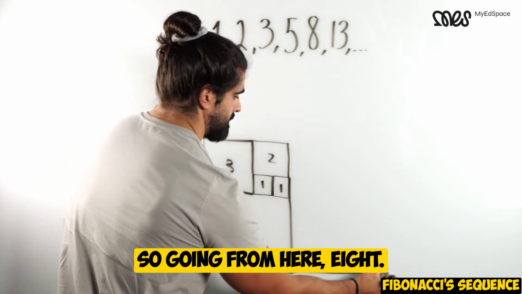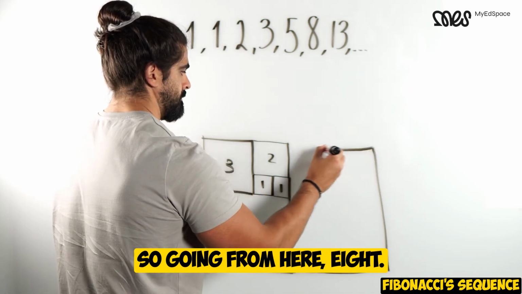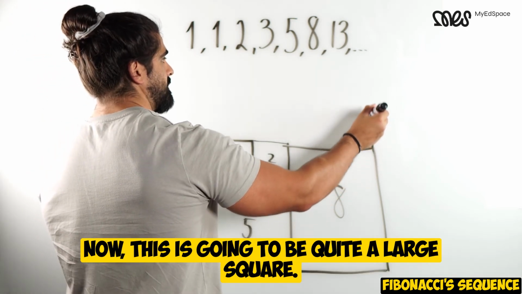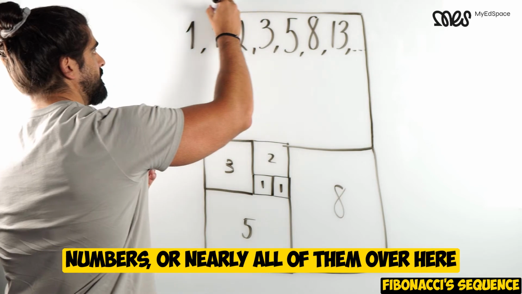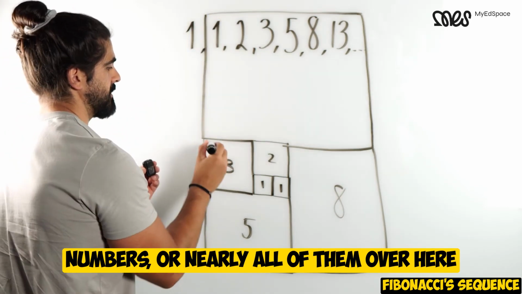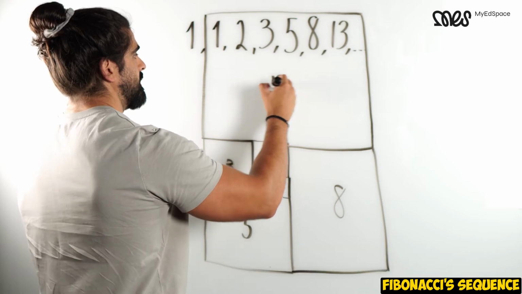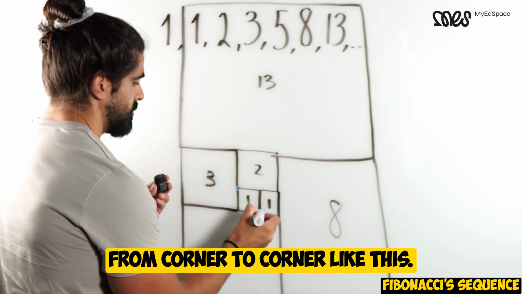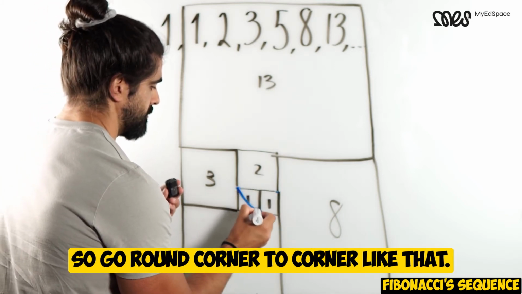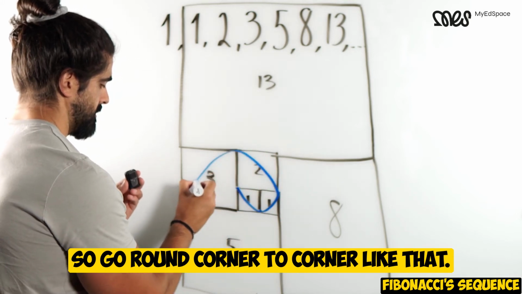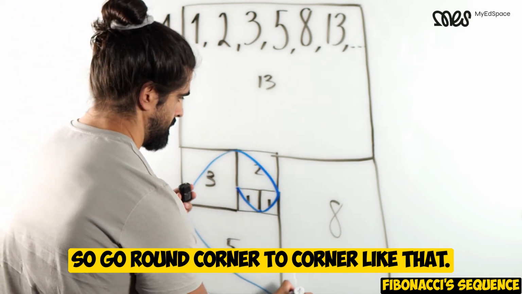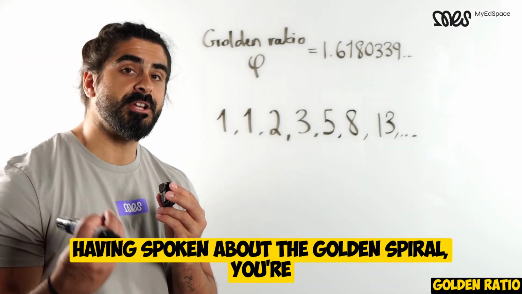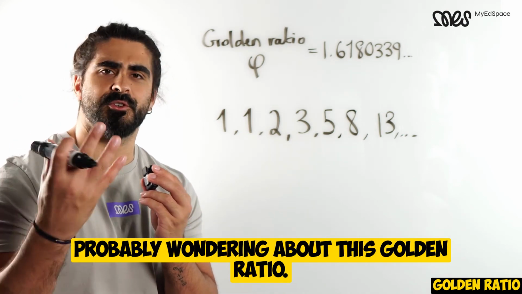So going from here, 8. And then finally we can do 13. Now this is going to be quite a large square. I'm actually going to enclose all of these numbers, or nearly all of them, over here. Now let's draw the golden spiral. To do that, we go from corner to corner like this. So go round, corner, to corner, like that.